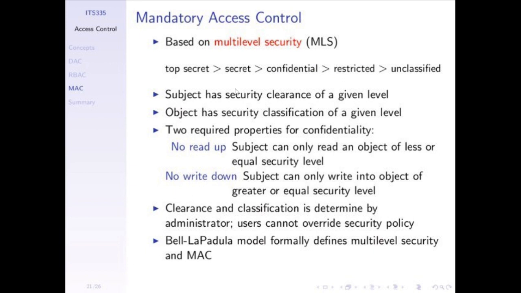The other rule is no write down. In this, if a person is classified as secret, he cannot modify the files of the person classified as confidential. Why can't he do it? Because if the person classified as secret edits the files of the confidential person, he can basically leak the information down the hierarchy. So it's not accessible in mandatory access control. Thank you for watching my video.